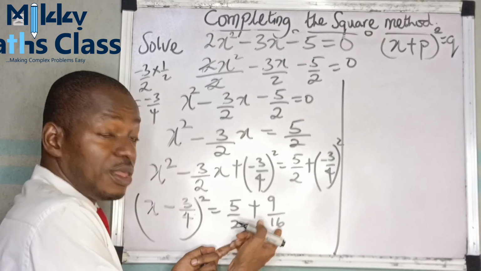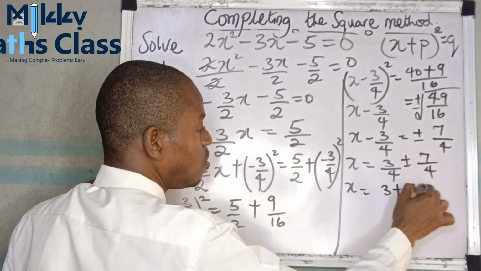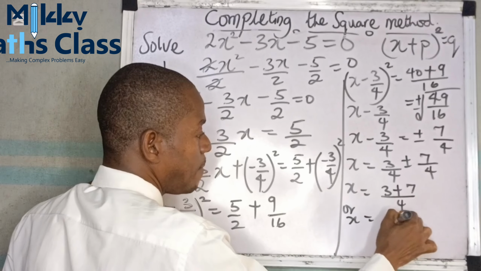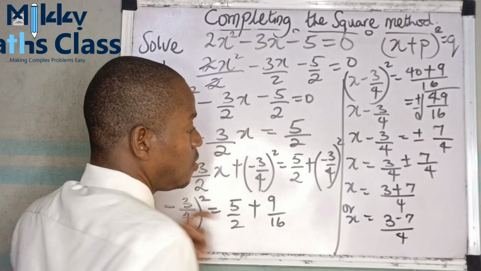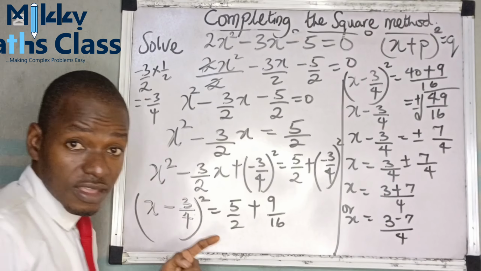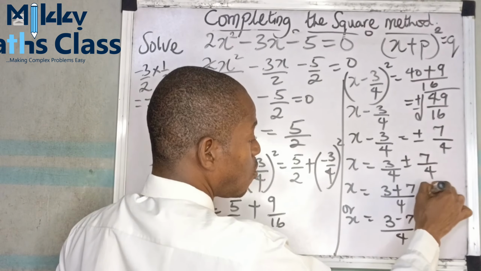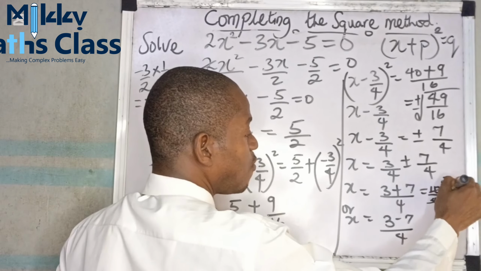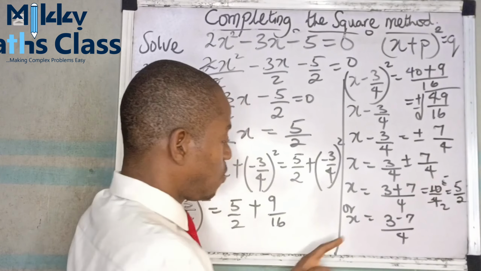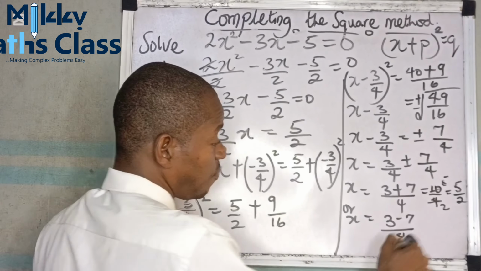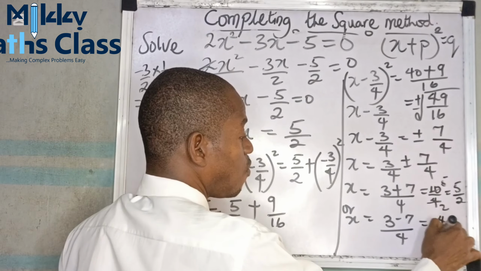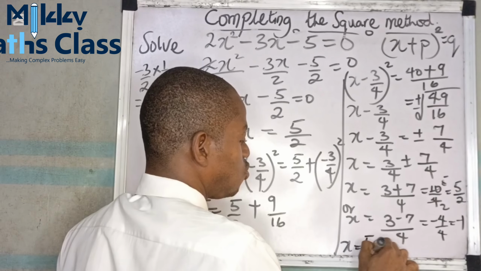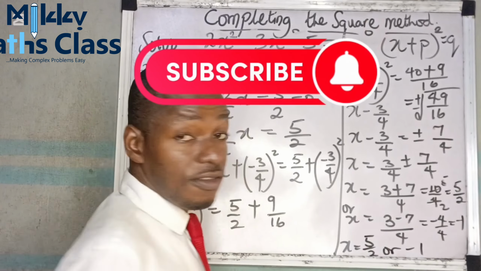So that means x equals 3 plus 7 over 4, or x equals 3 minus 7 over 4. 3 plus 7, that's 10. 10 over 4, we can divide by 2. 2 here 2, 2 here 5. That will give us 5 over 2. And the next one, 3 minus 7, that's negative 4. Negative 4 over 4, that's negative 1. So our x equals 5 over 2, or negative 1.